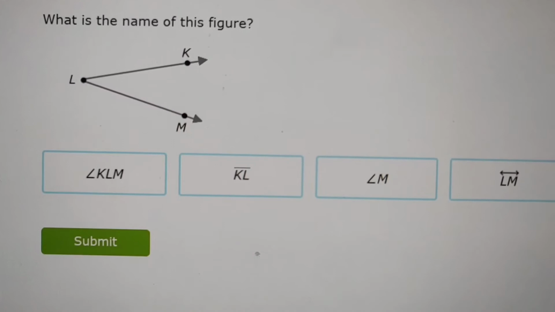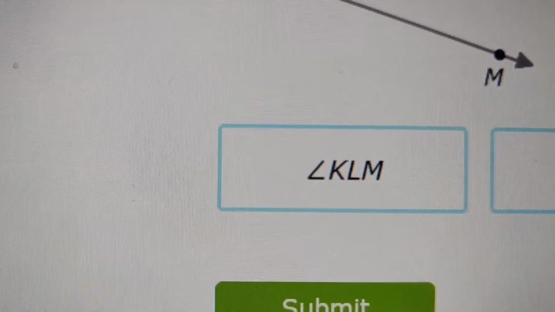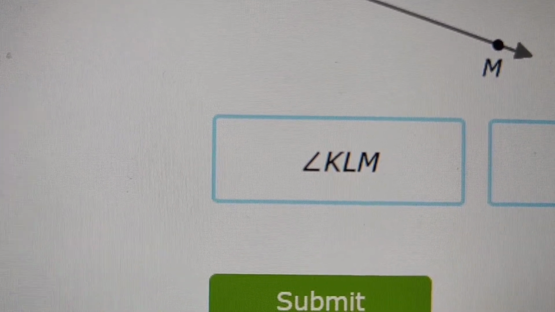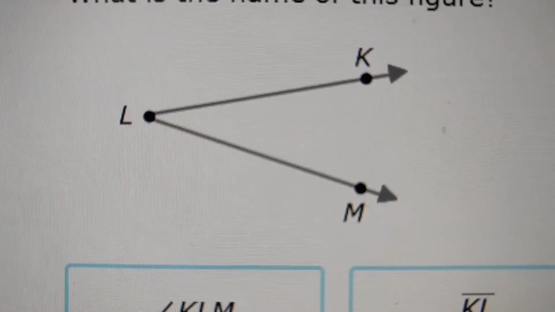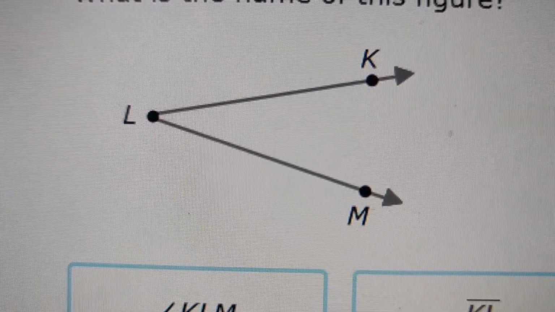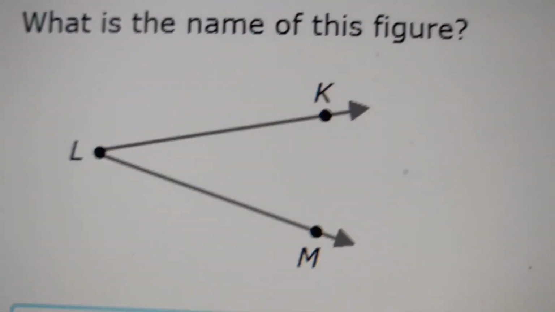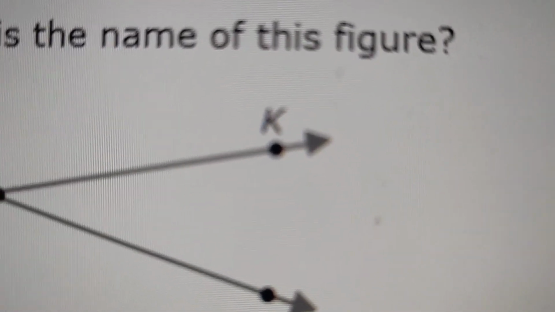Okay, welcome back. We should have chosen this because that shows angle KLM, and this is an angle. Both of the rays and the angle begin at a point L, and then notice we can call it angle KLM, angle KLM.